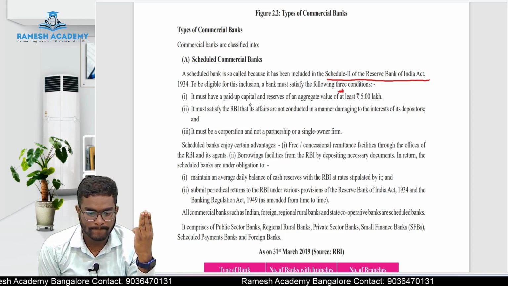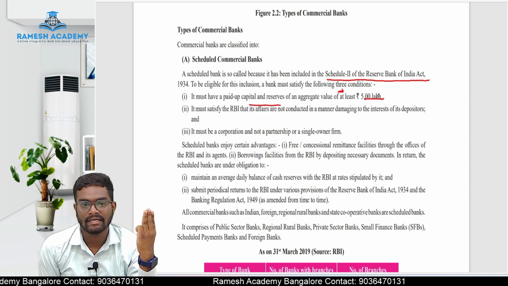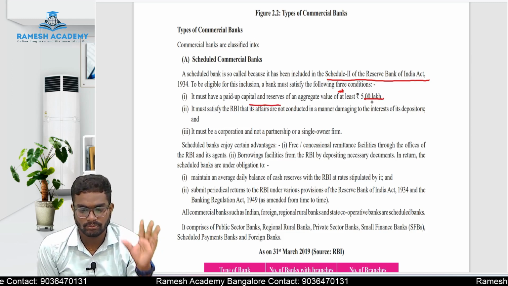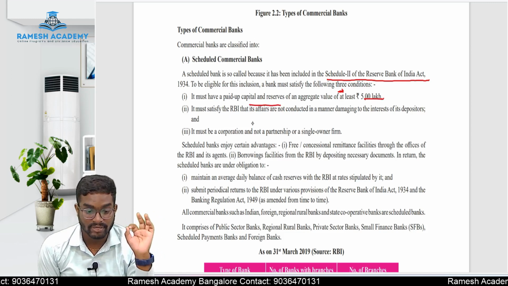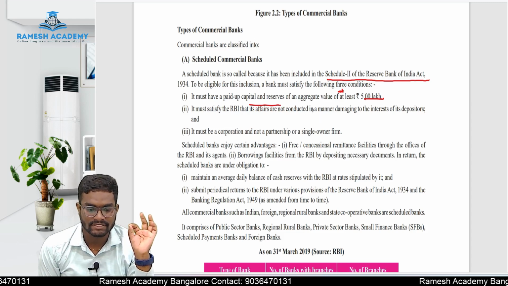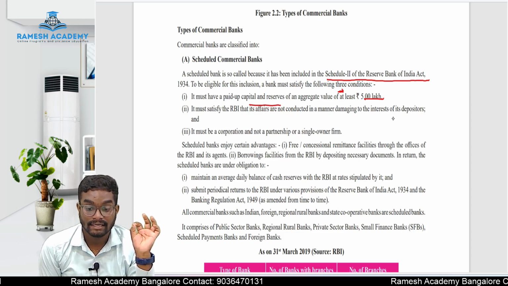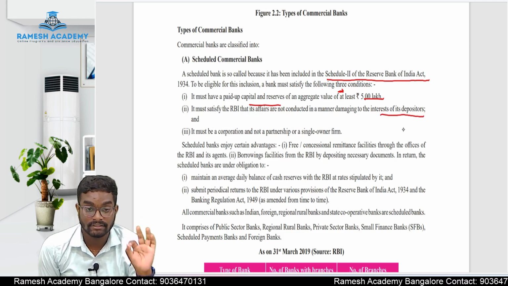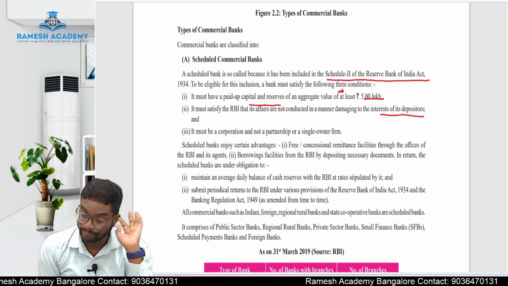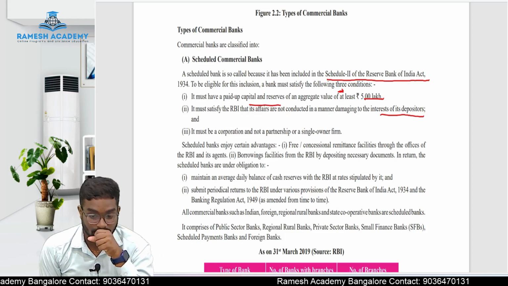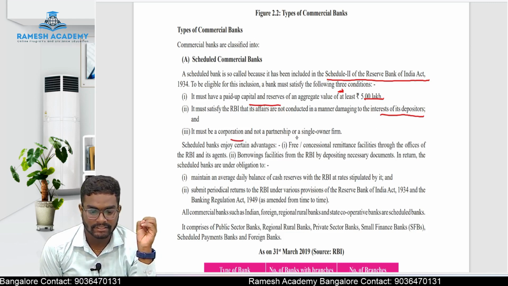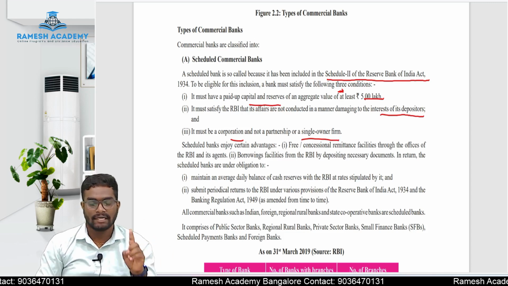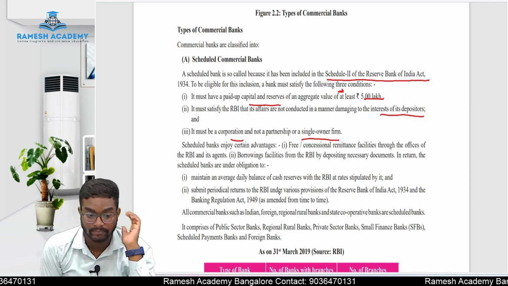First one, paid up capital and reserves should be 5 lakh. They are telling the first condition is that paid up capital plus reserves should be more than 5 lakh. Second, it must satisfy the RBI that the affairs are not conducted in a manner damaging to the interest of the depositors. It should be true and fair. The affairs of the banking company should be true and fair. Third, it must be a corporation and not a partnership or a single owner firm. As I told you, it should be a company and not a sole proprietor or a partnership firm.